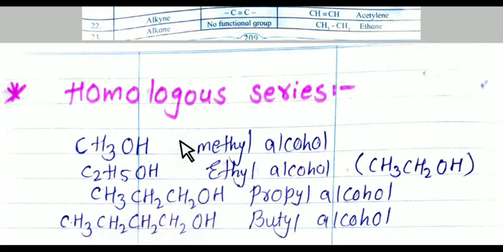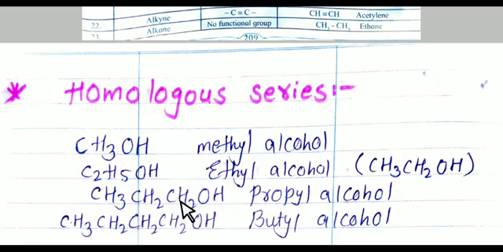In the first one there is no CH2, means methylene group. In the second one a methylene group is there, then 2 methylene groups, then 3 methylene groups. Means each family member differs from the others in the molecular formula by 1 methylene group. Here no methylene group, here 1, then 2, then 3. So this type of series is called homologous series. An individual member of this series is known as a homologue, which represents the general formula.